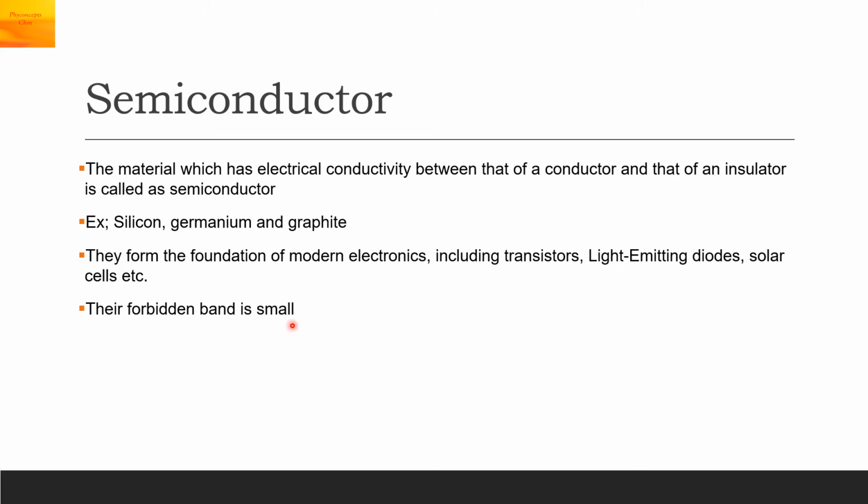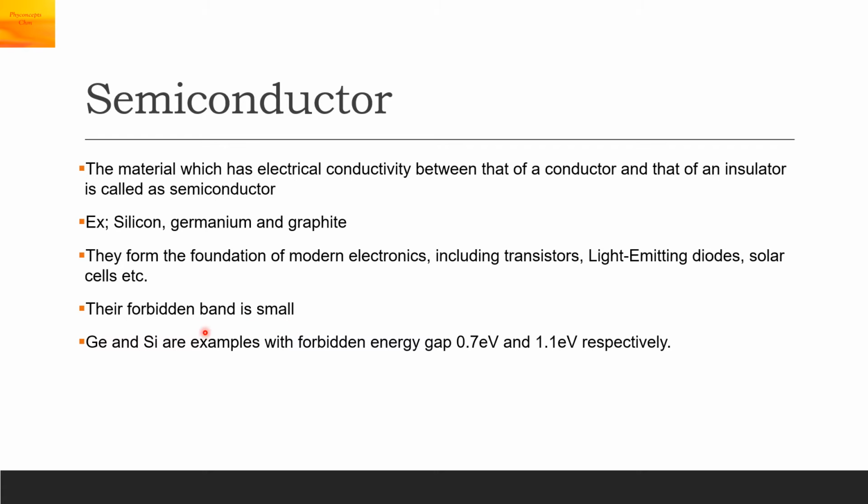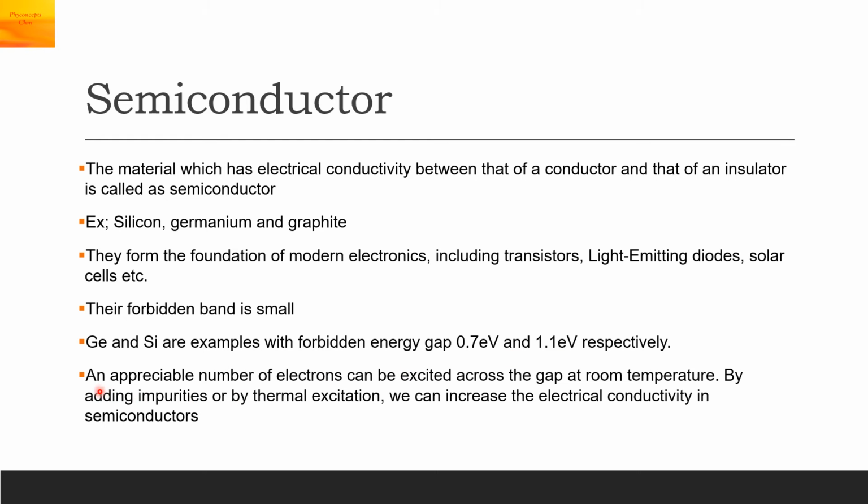Their forbidden band is small. Germanium has an energy gap of 0.7 eV and silicon has an energy band gap of 1.1 eV respectively. An appreciable number of electrons can be excited across the gap at room temperature. By adding impurities or by thermal excitation, that is by supplying thermal energy, we can increase the electrical conductivity in semiconductors.